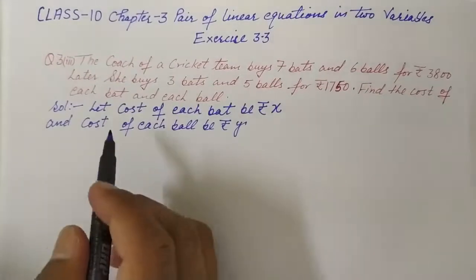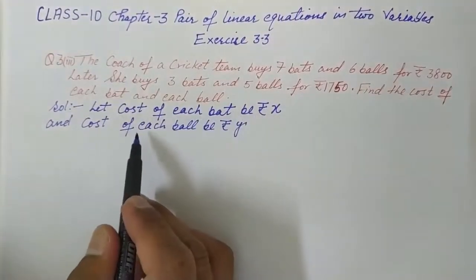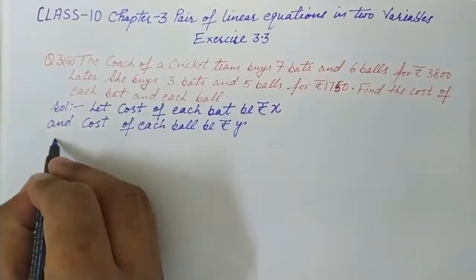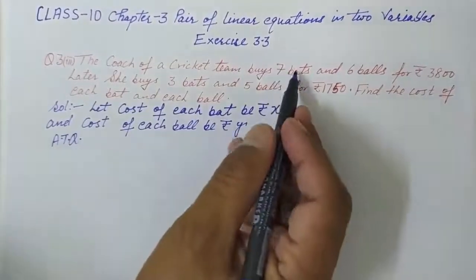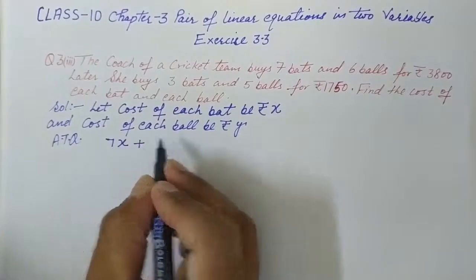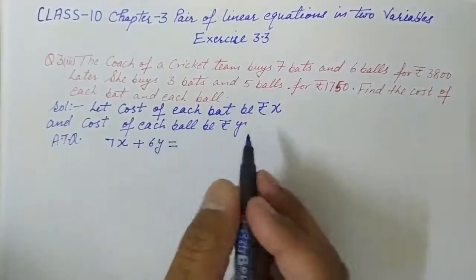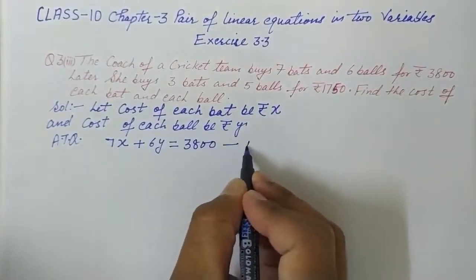So this is written, let the cost of each bat be rupees x and the cost of each ball be rupees y. So in the first case, we'll write here according to the question. In the first case, 7 bats, so the cost of 7 bats will be 7x plus the cost of 6 balls will be 6y is equal to the total money, which is 3,800. So this will be our first equation.